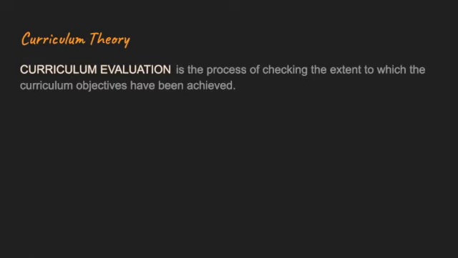Next, the final thing is curriculum evaluation. The final thing in curriculum theory is evaluation, but in no way is it the last or the least important. Curriculum evaluation is the process of checking the extent to which the curriculum objectives have been achieved. We wanted to achieve something, so we planned for something, we designed a curriculum, we arranged how the experiences are going to be lived or experienced by the students, and we have implemented those, and then we evaluate now. We evaluate how far we are from the objective.